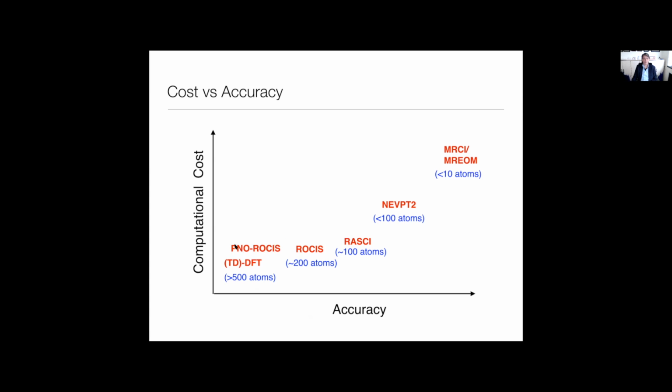But PNO-ROSIS is a very efficient tool that is highly recommended. Then there is RACI. RACI probably can be used for about 100 atoms or so. We haven't quite done that, but I don't really see why one shouldn't. It's definitely doable. Then FBD2 is probably best applied to systems with less than 100 atoms.